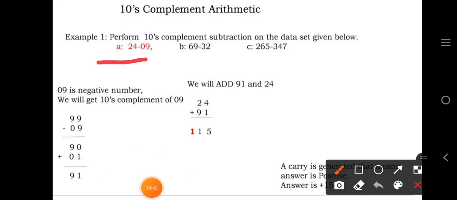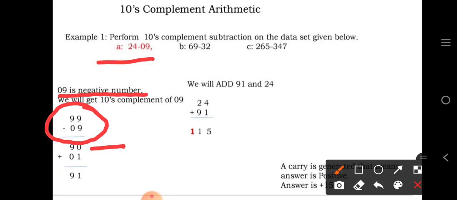Starting with the first example, 24 minus 09. As 09 is a negative number, we will get the 10's complement of 9. So how to get the 10's complement? We first get the 9's complement by subtracting 09 from 99. So 99 minus 09 is 90. This is the 9's complement. Now to take the 10's complement, we again add 1 to the answer. So 90 plus 1, you will get 91. This 91 is the 10's complement of 09.